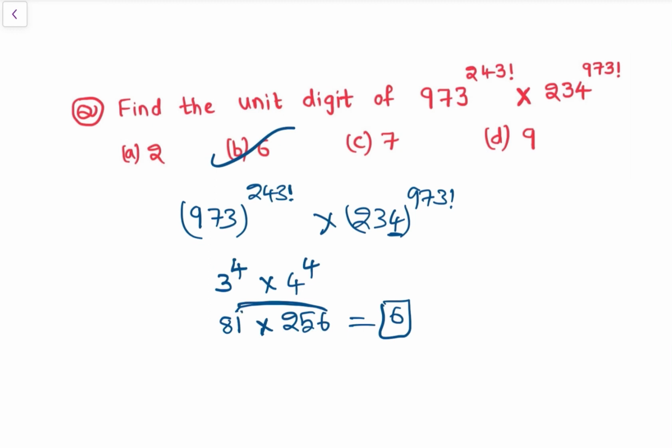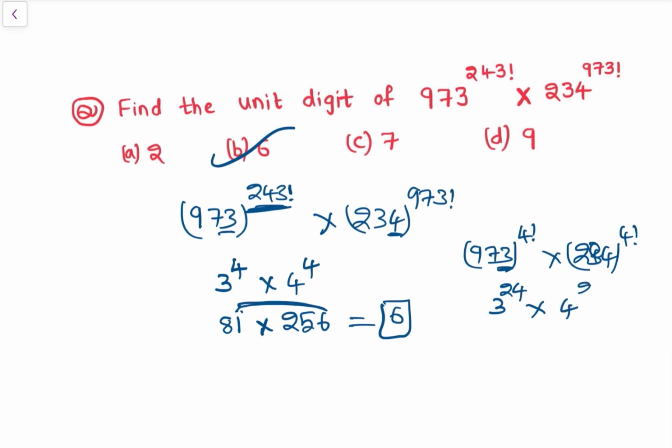अब पूरा करना है तो करो, पूरा करना है तो 973 to the power 4 factorial. So 243 factorial becomes 4 factorial. Then 234 to the power 4 factorial. So unit digit into, so 3 to the power 24 हो जाएगा, 4 factorial is 24, into 4 to the power 24 हो जाएगा. Now find 24 का वो, so 24 divided by 4 is 6, 6 fours are 24. So remainder is 0. So remainder 0 है, ठीक है.